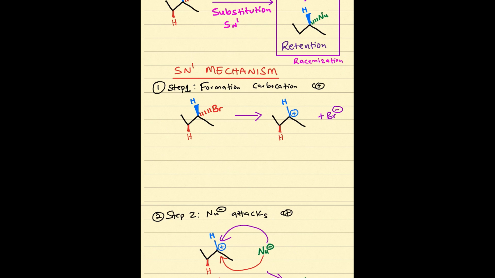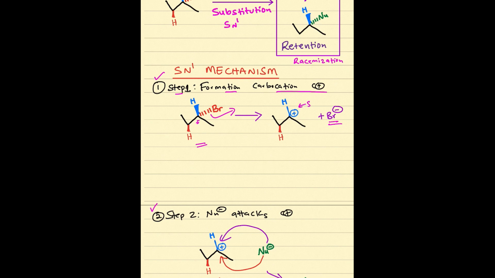Now this reaction mechanism proceeds in two steps. So step number 1 and step number 2. In step number 1, you form a carbocation intermediate. So the first thing is that in the alkyl halide, the halogen breaks off to give you the bromide ion, so Br minus, while the carbon, now that it has lost the bromide, ends up with a positive charge.